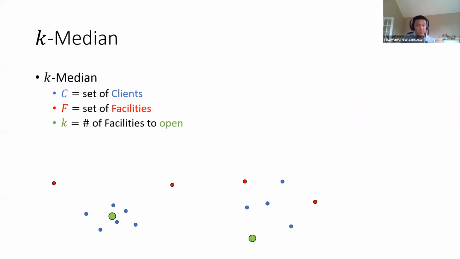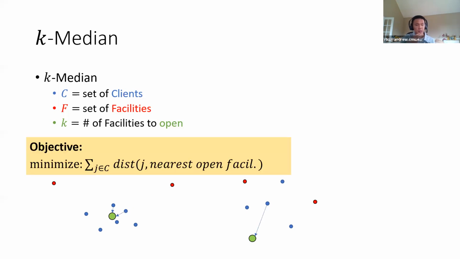So what is my goal in opening facilities? I want to open facilities in order to serve clients. In particular, I want to minimize the following objective function. For every client, every blue point, I find its closest facility, so its closest green point, as shown by these arrows. I'll sum up those distances across all clients, and this is the objective I want to minimize. So this is the basic K-median problem.